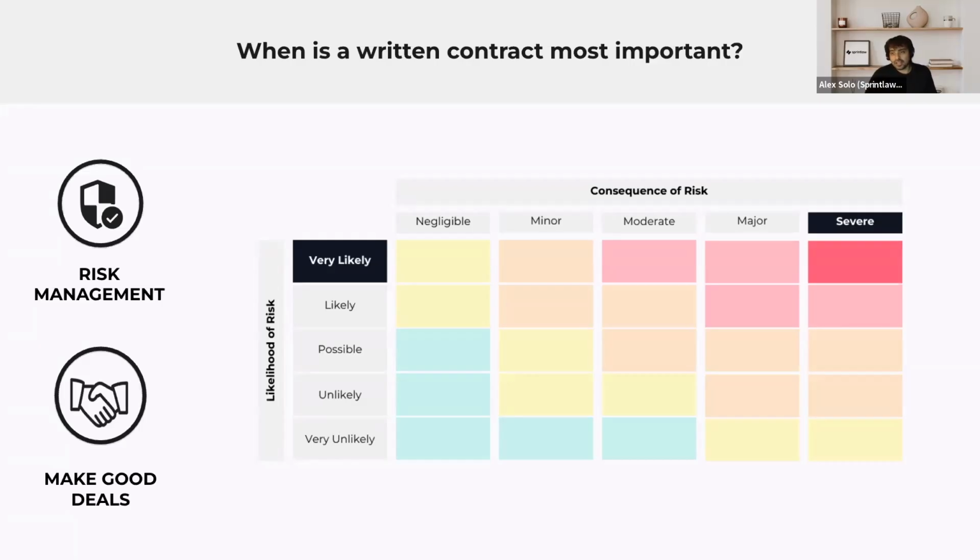We often have clients calling us saying, should I get a contract? And we as lawyers will ask these questions. Well, how important is this? How likely is it that something will go wrong? And how critical is this deal? But for things more in the orange and the red sections, you definitely want to be thinking about formalizing.